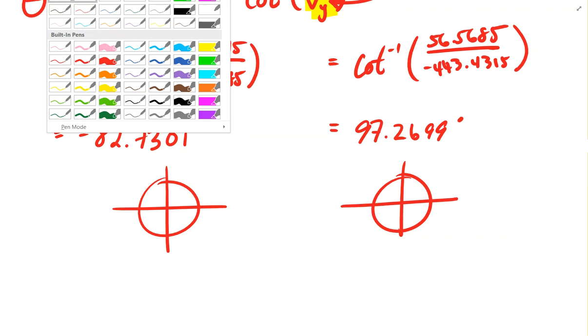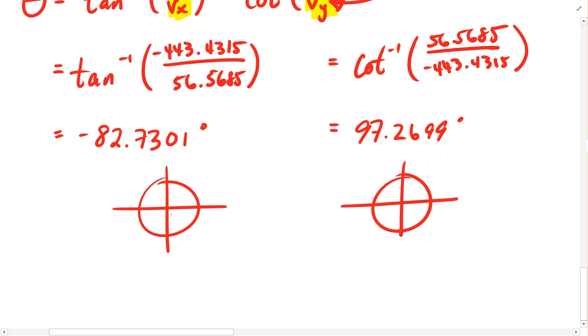So what gives? Which one's the right answer? Well, as they sit right now, I would say neither of them are. Here's negative 82 degrees. That's a value below the x-axis. I don't like negative 82 degrees because it's not a number inside of our unit circle. And then the problem we have with 97 degrees is that it's pointing in the wrong direction.